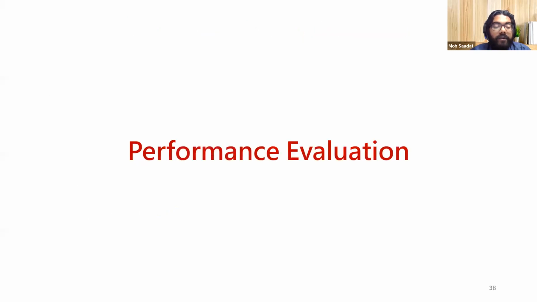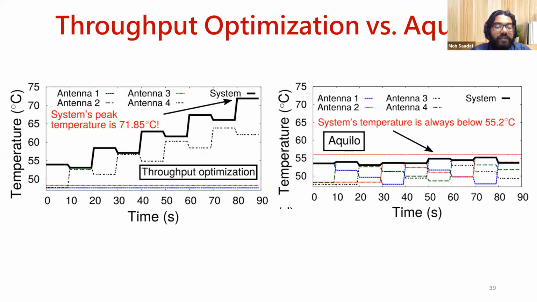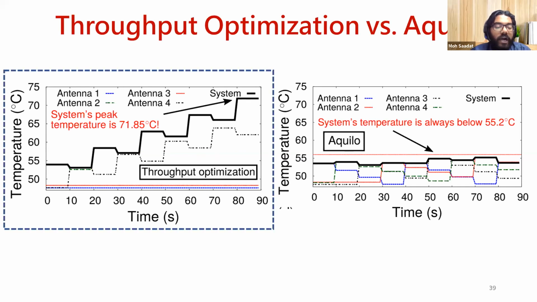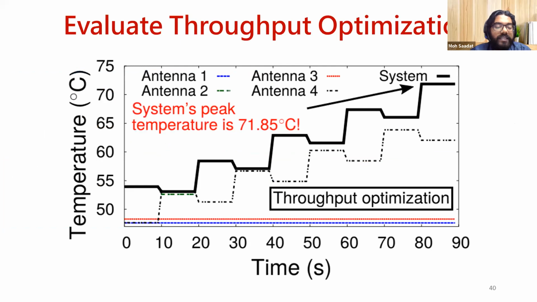Let's now compare and evaluate Akilo with other antenna scheduling schemes. The most logical antenna scheduling scheme would be one that optimizes the throughput. Hence, we first investigate how much peak temperature can increase in a throughput optimization scheduler. We see that such a throughput optimizing scheduler causes the peak antenna temperature to rise as high as 70 degrees just within 90 seconds of operation. While average throughput is maximized, the resulting fluctuation degrades network performance.